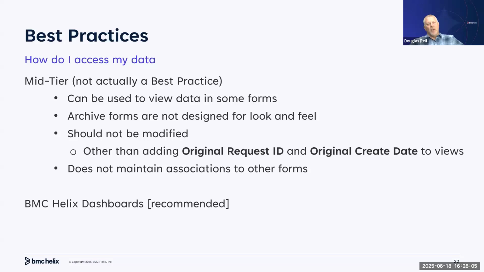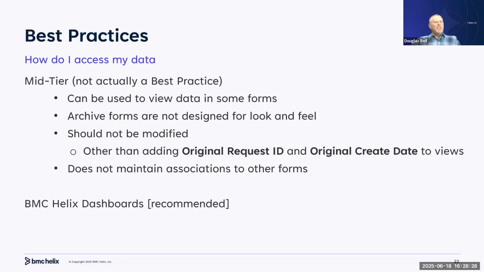So same with the original create date. The create date on the archive record will be the create date that that archive record was created. So these two fields, the originals, do exist, but they're not in a view. And that's the one customization that we're okay with, is you modifying the archive form and pulling those two fields back into a view.